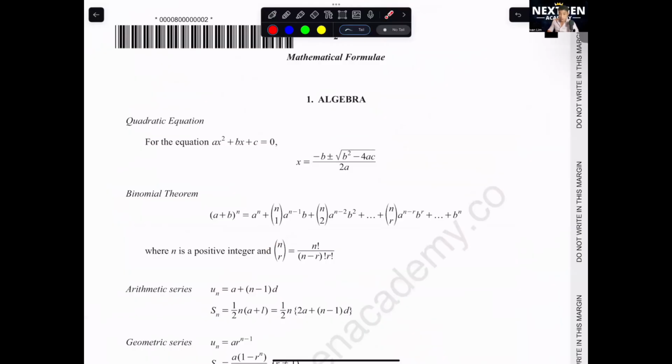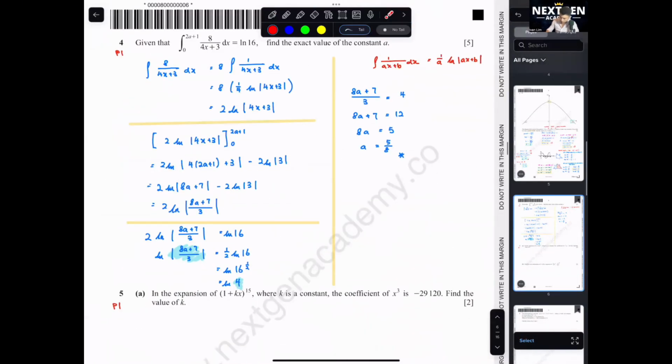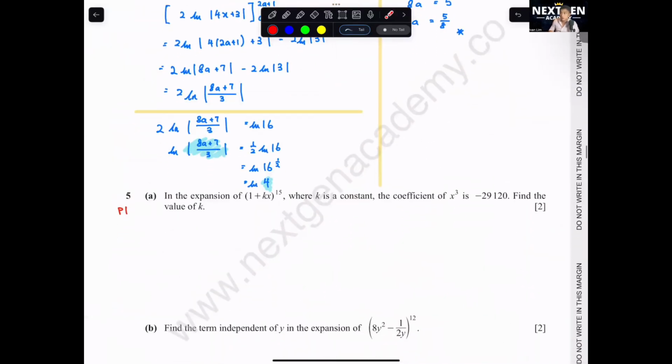All right. So okay, let's do it with the calculator first. Sorry, I made a mistake because of the 15C3. Okay, let's try to do it with the calculator first. So how do you find the coefficient of x cubed?